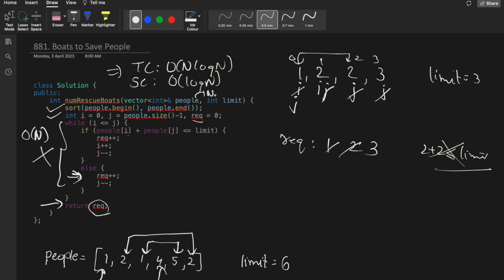See, this log n space complexity will be used while sorting, okay? Otherwise we are not storing anything. So overall, after sorting there is no space consumed, so only this O of log n space would be consumed internally by the sort function.